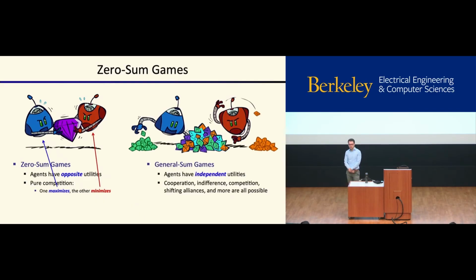This is in contrast with general sum games, where you could have cooperation, you could have indifference, you could have competition, there could be shifting alliances between players. A lot of that and more is all possible, because essentially this player is going for green gems and this one's going for orange gems, and this is this big pile of gems and they don't even care about having the same gems. So this one can get plus 20 and this one can get plus 18, and that's totally fine. They don't have to be the negation of each other. So independent utilities. We'll focus on general sum games later. We're going to focus on zero sum games now.